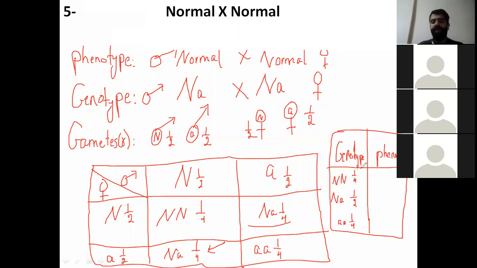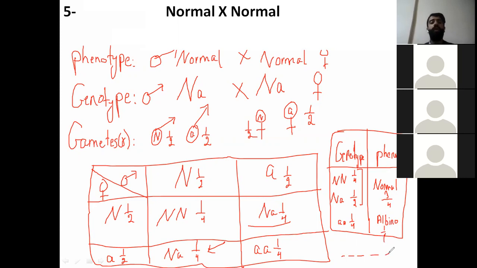So here, both of them are NN, they are normal. So normal, half plus a quarter, it's 3/4. And AA is affected, albino, it's 1/4. And this verifies the results. Albino is 1/4. Therefore, the results are verified.